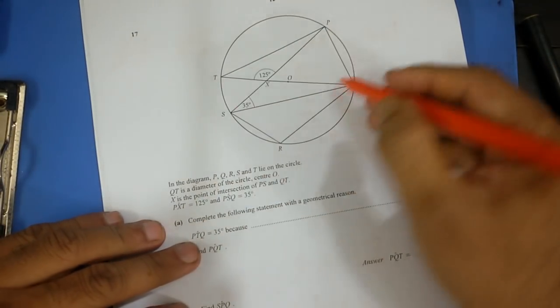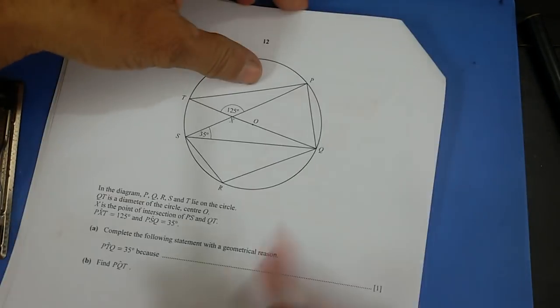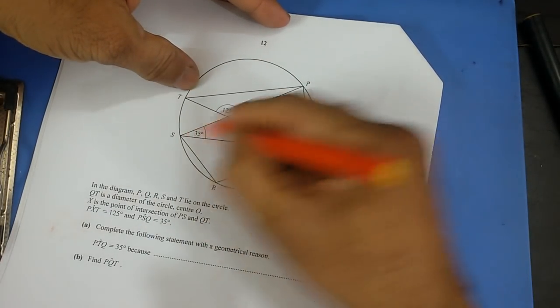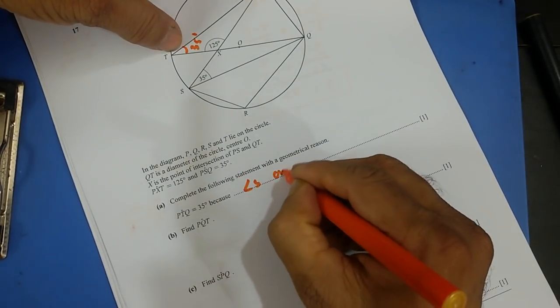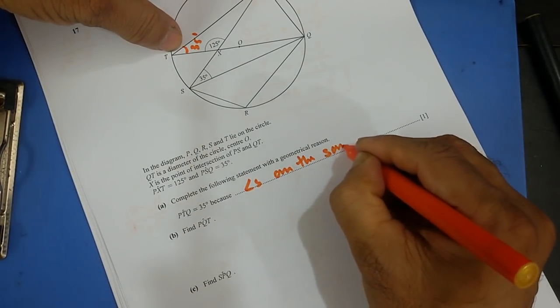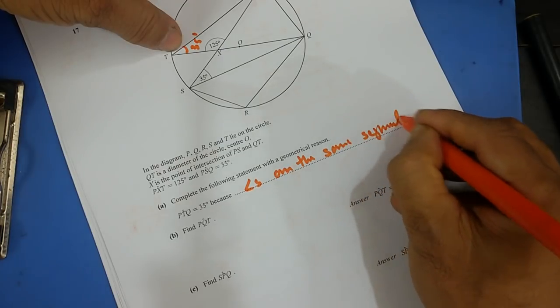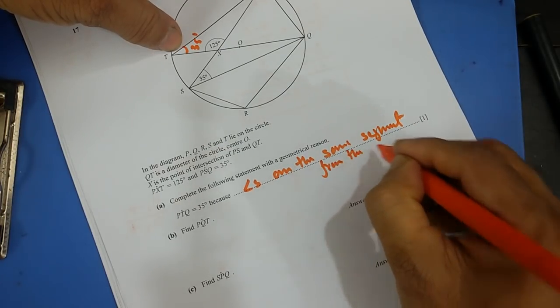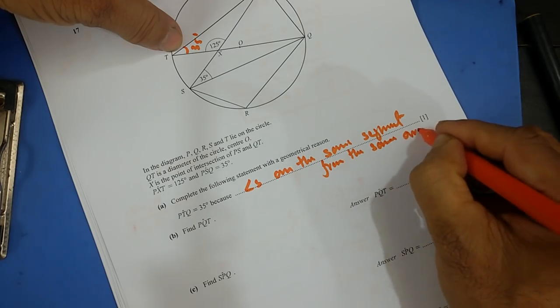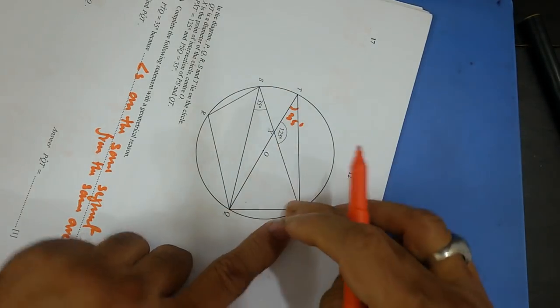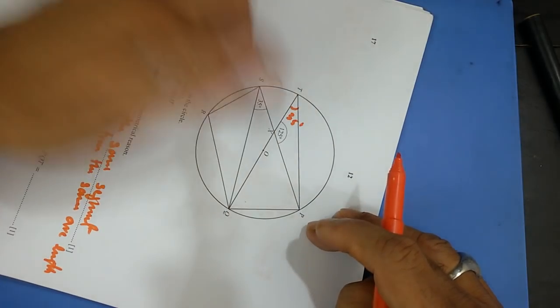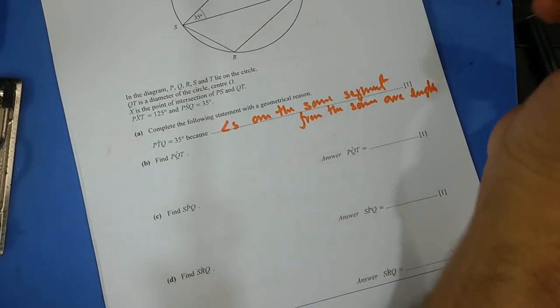PTQ equal to 35. Well, this one and this one is equal. PTQ is supposed to be 35 because angles on the same segment from the same arc length. See that arc length is PQ. From PQ, every angle drawn on the same segment, they are equal. So that's the geometrical reasoning.